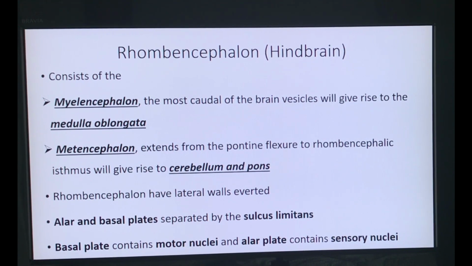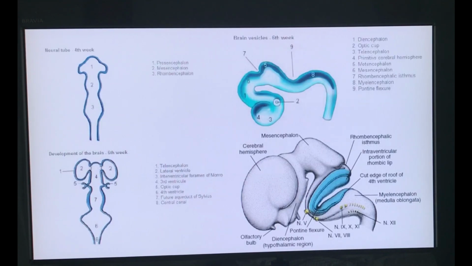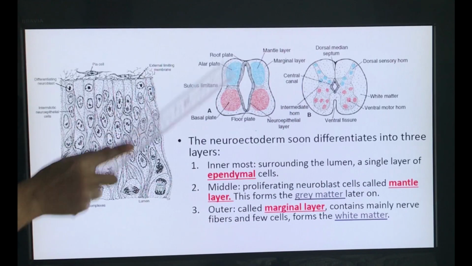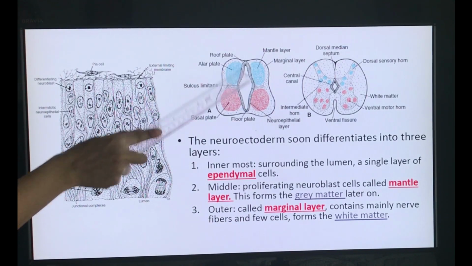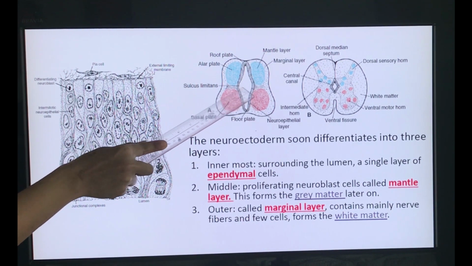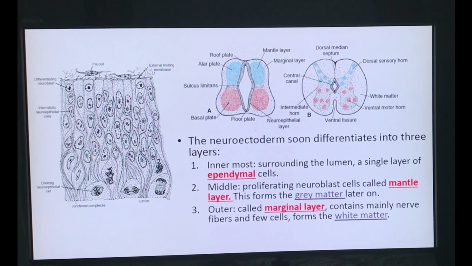These alar and basal plates are separated by the sulcus limitans. Even in the spinal cord, the sulcus limitans was present. So this was the alar plate, this was the basal plate, and here you can see the sulcus limitans, which separates the two plates.